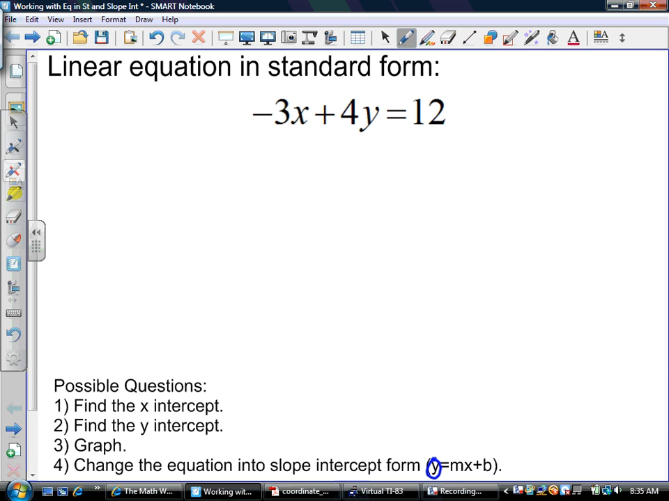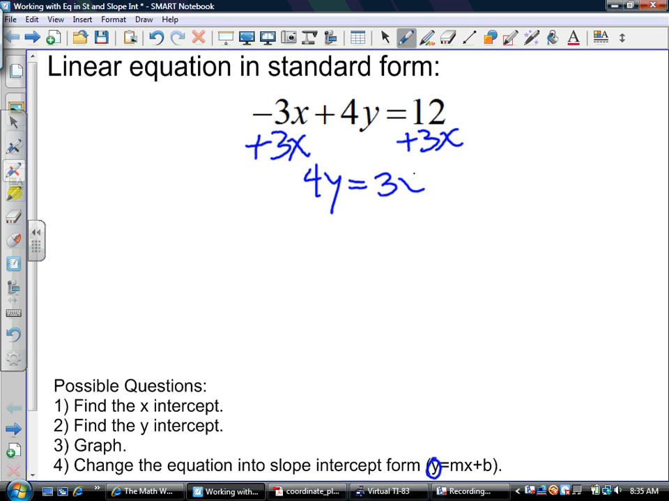So the first thing I'm going to do is get rid of 3x. I'm going to add 3x to both sides. What are we left with? 4y equals 3x plus 12. Alright, now we need to get rid of the 4. So I'll divide by 4 on this side and divide by 4 on the right side. Okay, that'll take care of our left side of the equation.